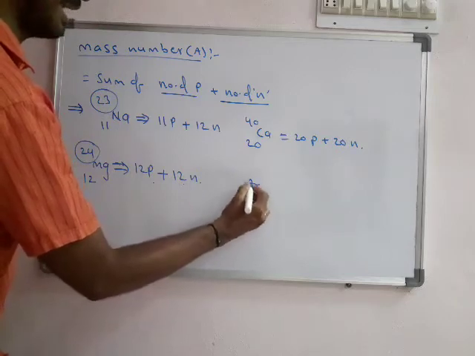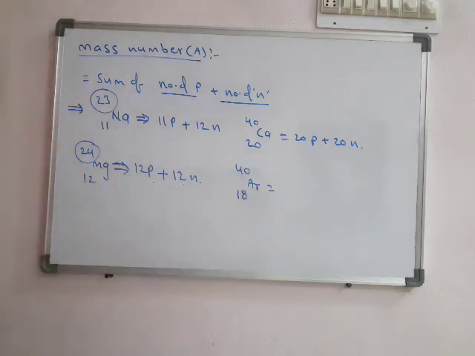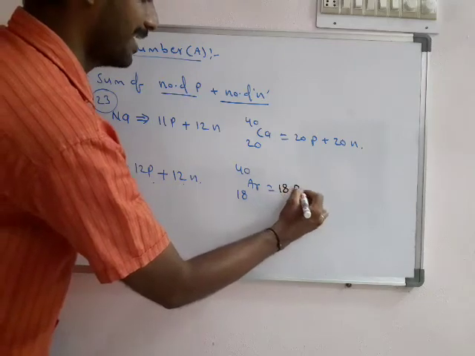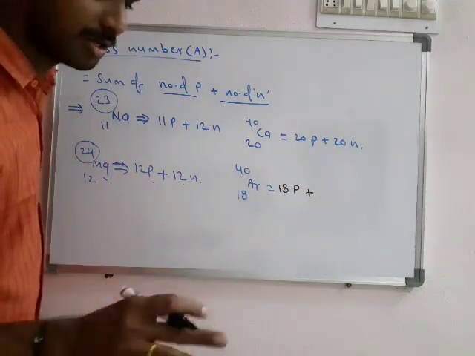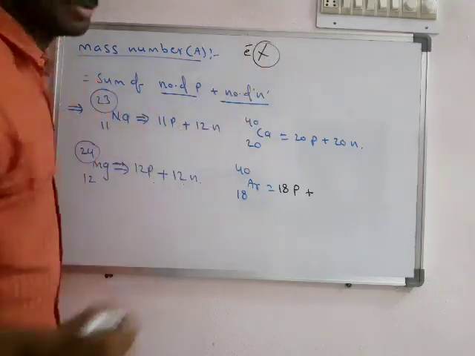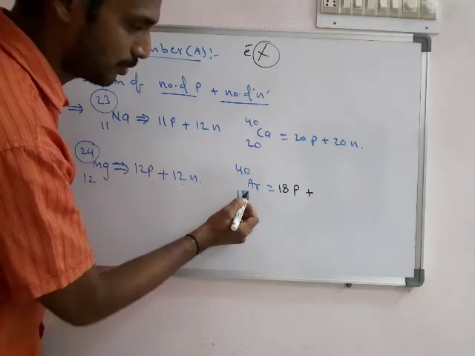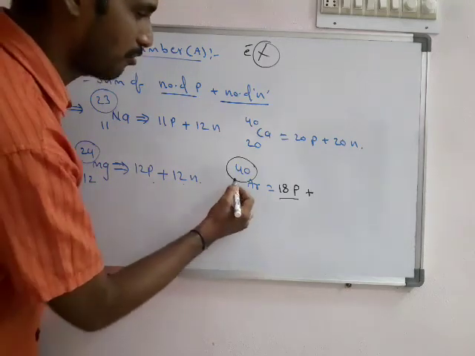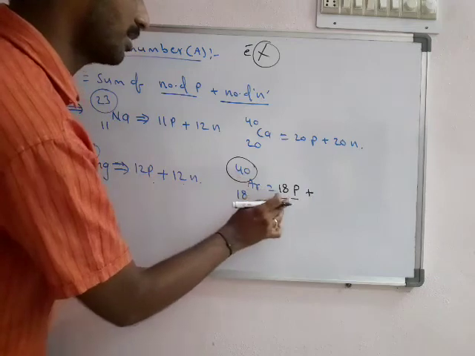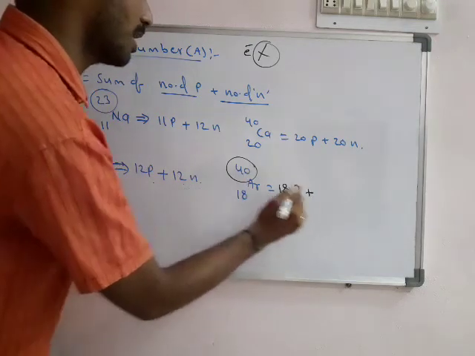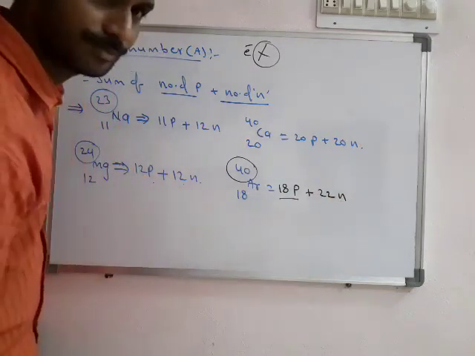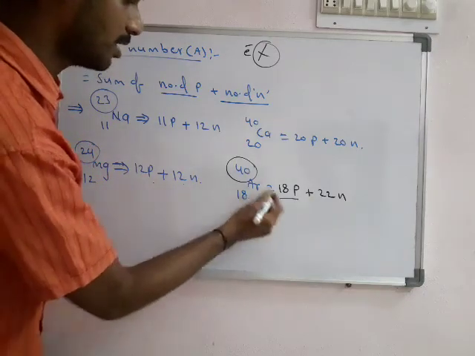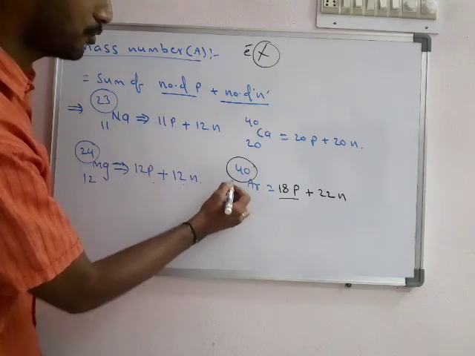For example, argon 18, 40. So what is the number? How many protons? 18 protons, atomic number 18. Also 18 electrons, but for mass number we don't give importance to electrons. So what about protons? 18 protons. What about neutrons? How did they get the mass number 40? The number of protons is 18, so the neutrons are 22. Here the proton number and neutron number are highly different.